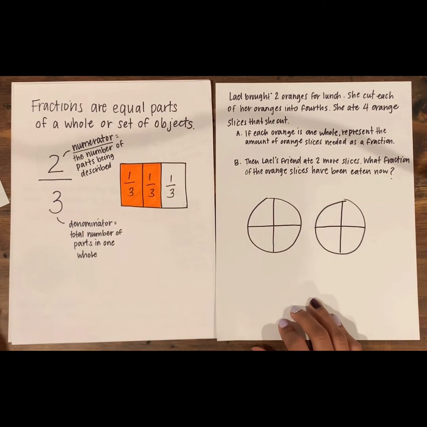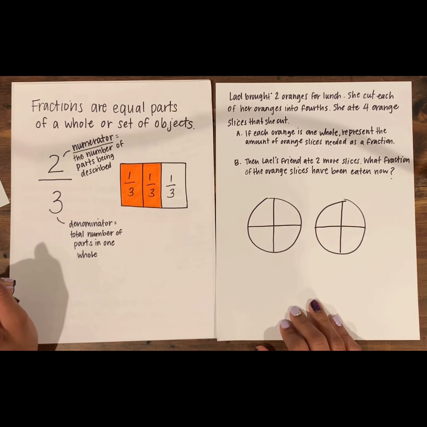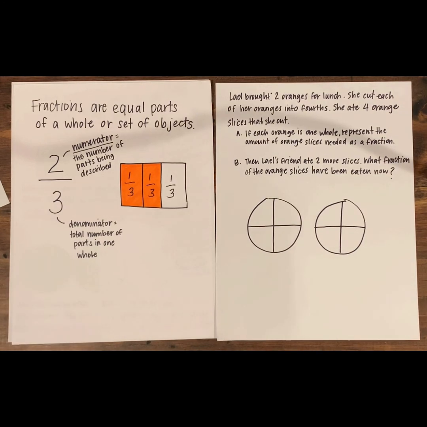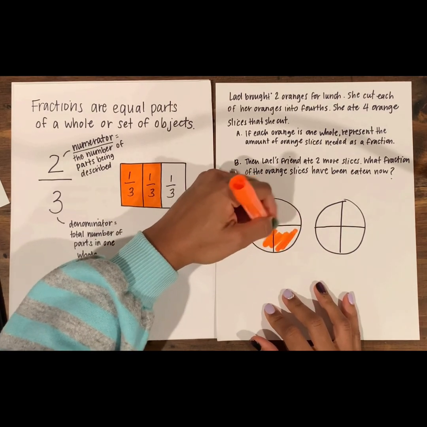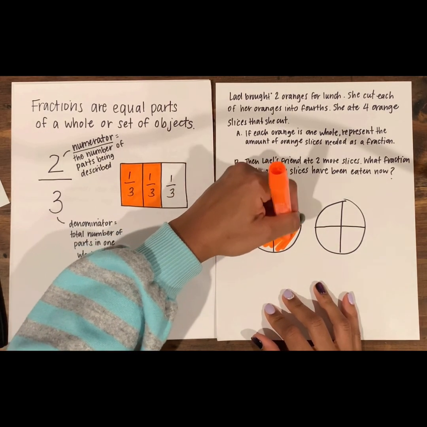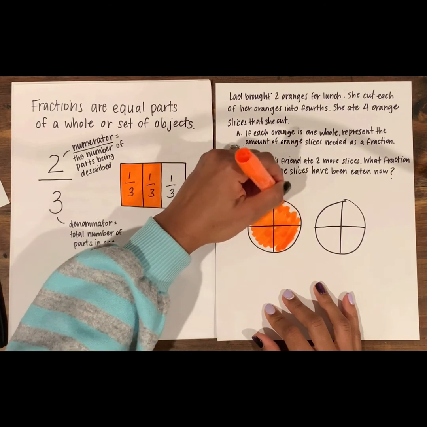What did you do next? Say your answer out loud. I heard you say that you shaded 4 orange slices because in the story it says that she ate 4 of them.